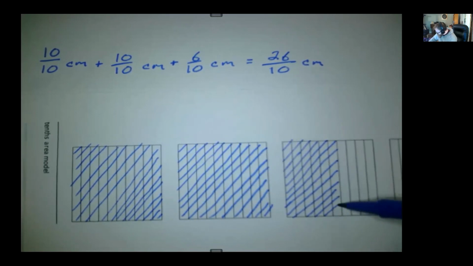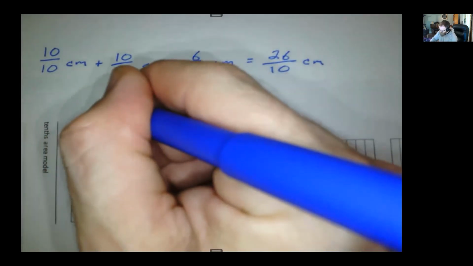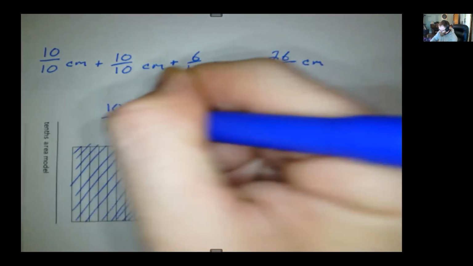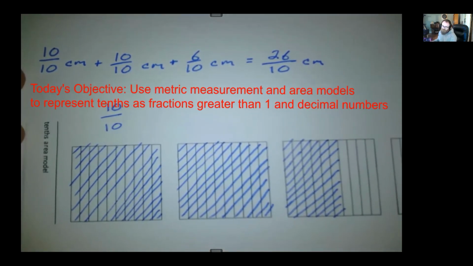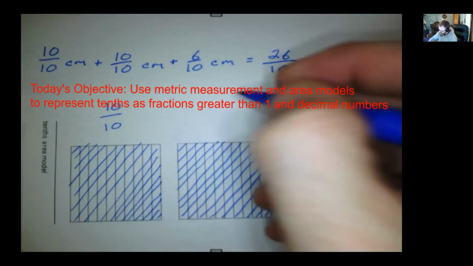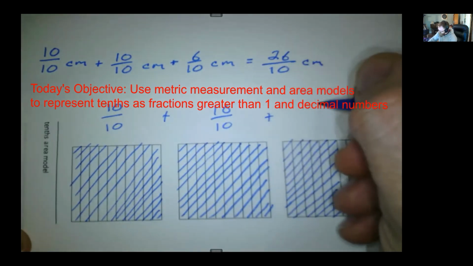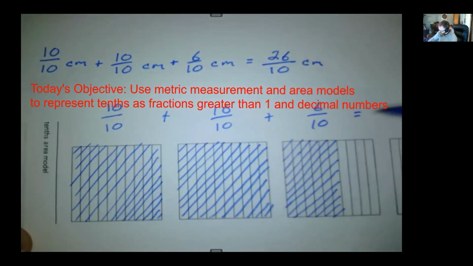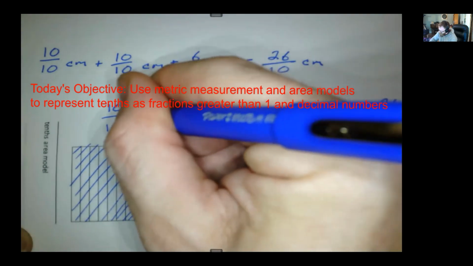This model gives us a picture for the number sentence that we just drew. 10 tenths. Your paper should look just like mine. This model is in your Learn book. It is page 13. 10 tenths plus 10 tenths plus 6 tenths. 26 tenths of a centimeter. Don't forget your labels, like I almost did.